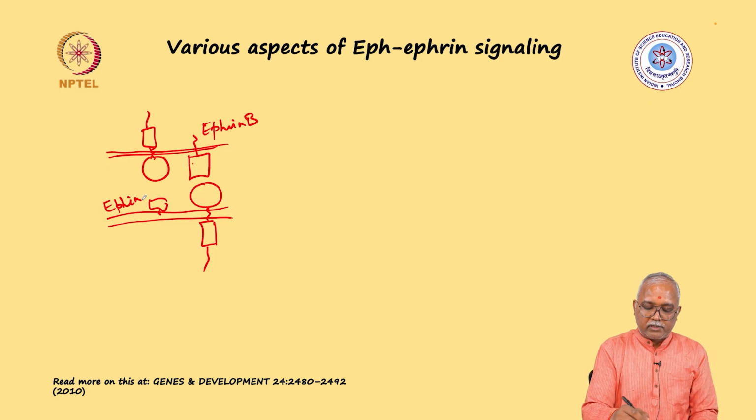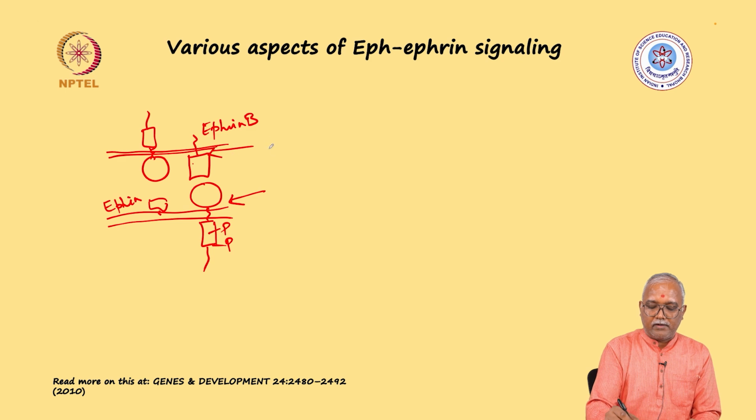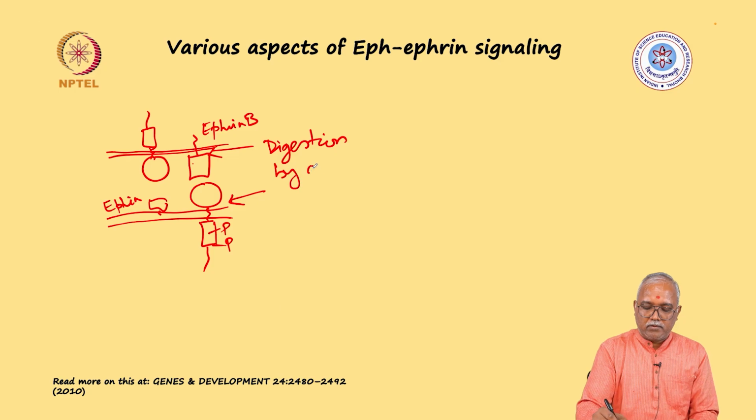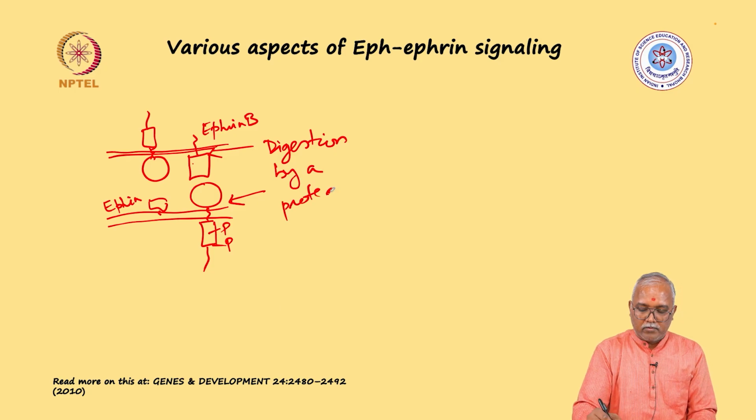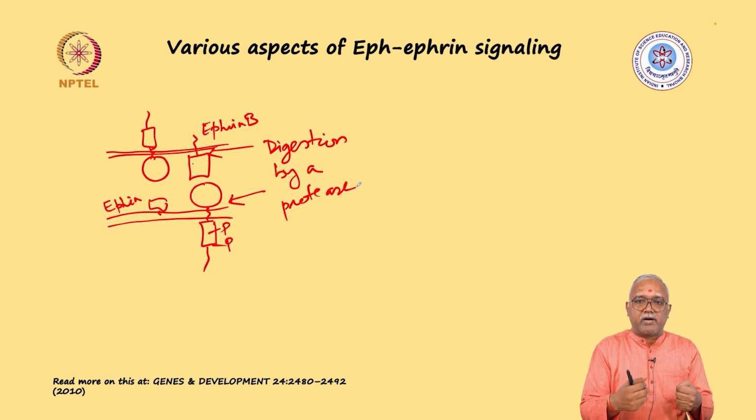So, the cross phosphorylation event happens, they activate the signaling, and once the signaling has to stop, the digestion will happen here by a protease. This is push and pull, push and pull. The total force generated by the two cells will eventually decide how the signaling is terminating. And in this process of push and pull, you will see repulsion happens.